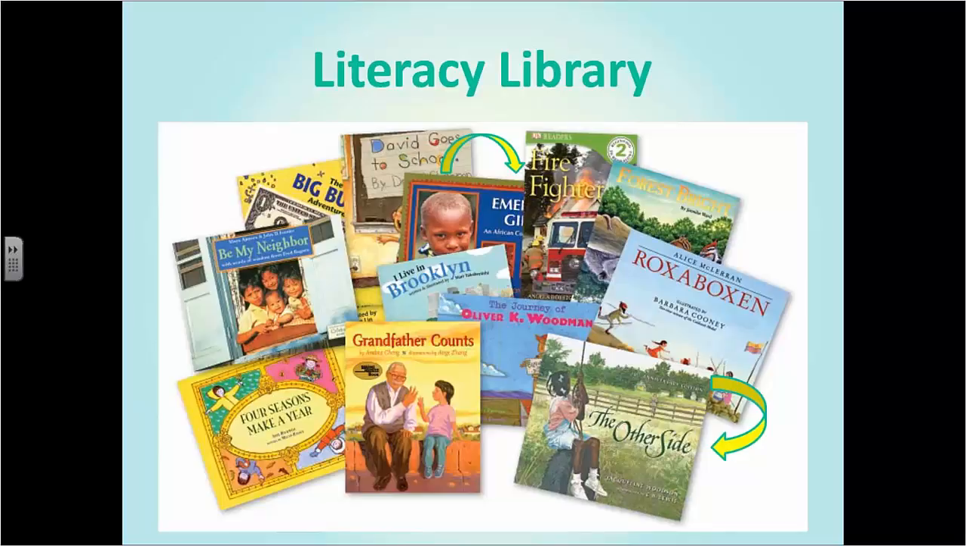The Journey of Oliver K. Woodman. In this story, Tamika lives in California, and she misses her Uncle Ray, who lives far away in South Carolina. Uncle Ray can't visit Tamika, so he builds a life-size wooden man named Oliver to travel in his place. This book follows Oliver all across the country.